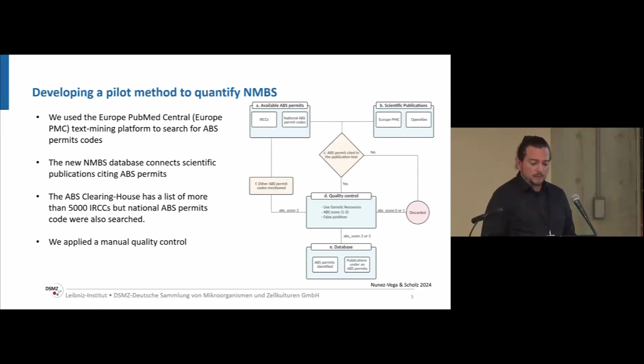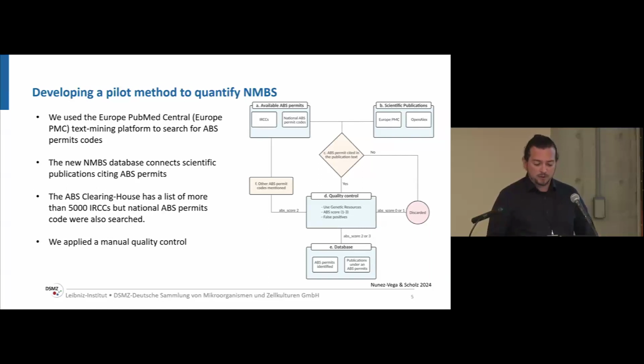So we developed a pilot method to quantify this type of benefits. We use the Europe PMC text mining platform to search for ABS permit codes. That's what we use. We create a database connecting scientific publications citing ABS permits. We needed a list of permits available to make this connection. So we use the ABS Clearinghouse, which is a CBD platform that has more than 5,000 IRCCs, which are internationally recognized certificates of compliance, which is an ABS permit code.